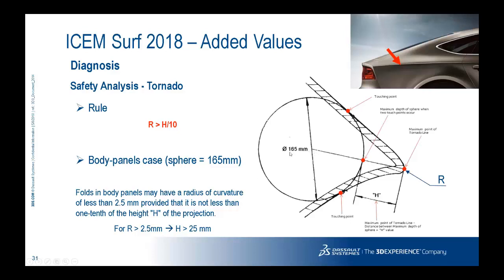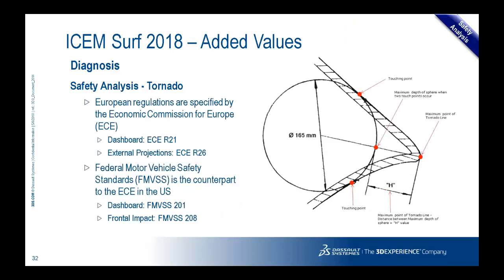So in this case, the diameter is 165 millimeters. So the circle fits here and here. It's touching the upper and lower surfaces. And this is the H factor defined from that circle. It's pretty complex. I'm sure you'll agree with me. And what I would say is if you'd like to read up on exactly what's going on here, you can take a look at these different directives from the European regulations, the Economic Commission for Europe. You make a note, R21 and R26. I have to admit, I've not personally read them.